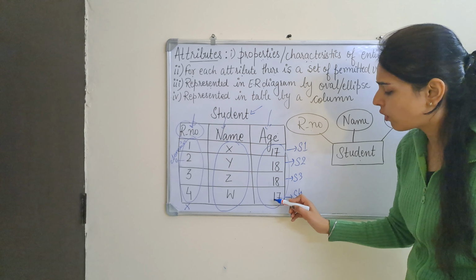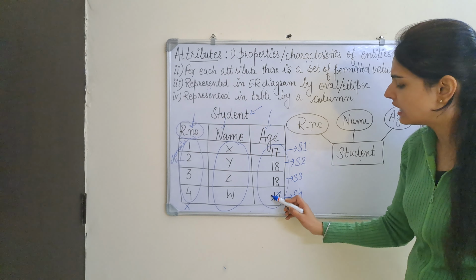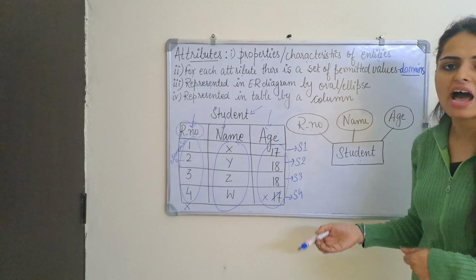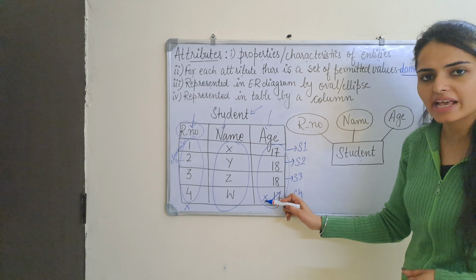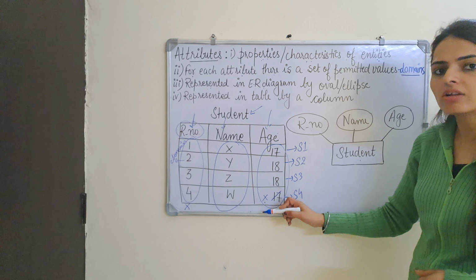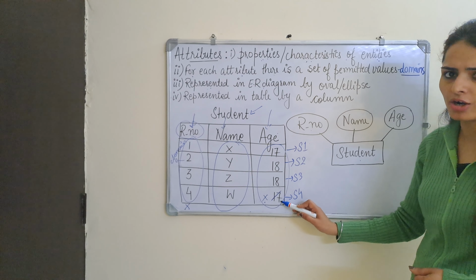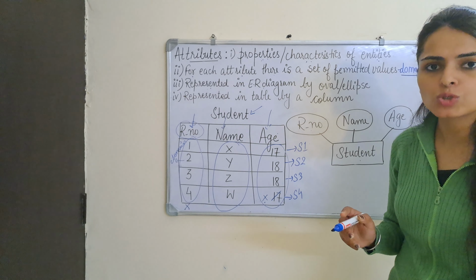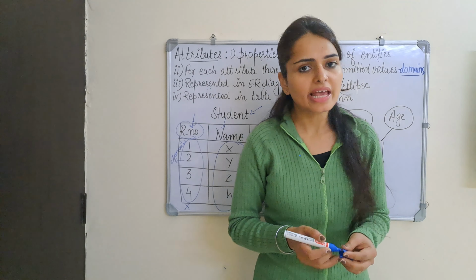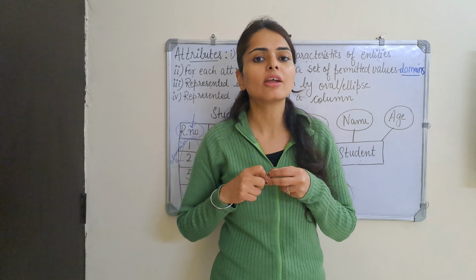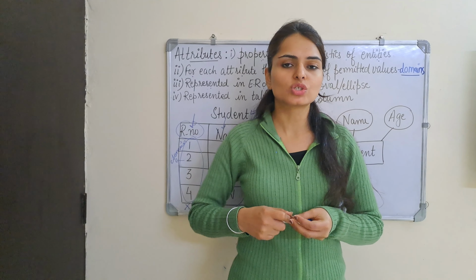So if instead of 17 I want to include X, I cannot do that because it is a character, or text type, and only number was permitted over here. So this is also important. In our next class we will understand what all types of attributes there are.